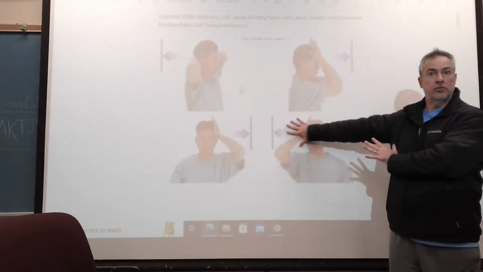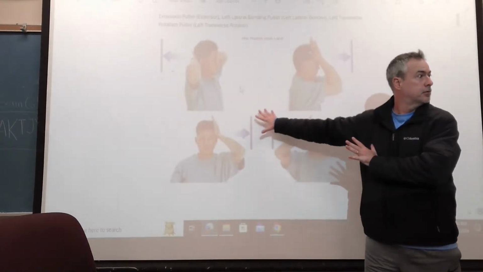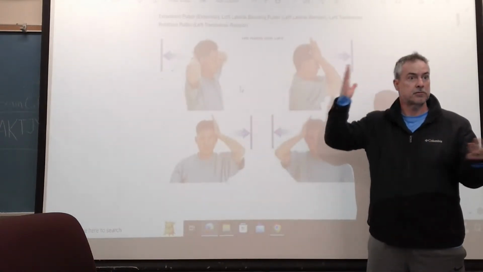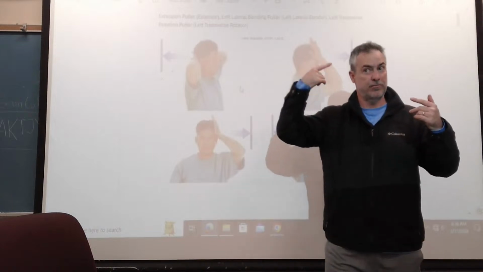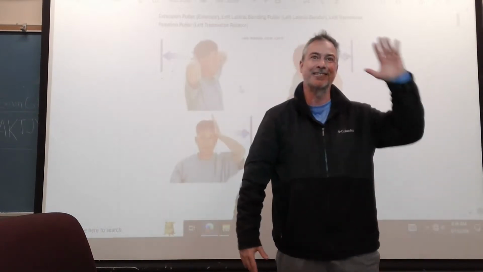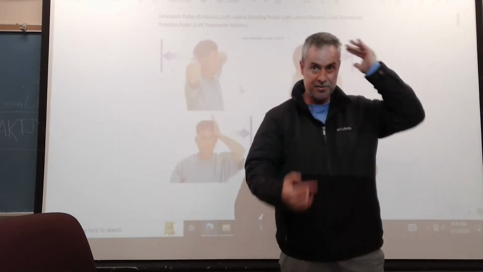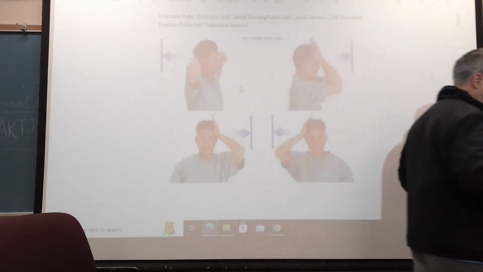Cool. Notice, no motion. There's no motion in these isometric scenarios. But yet I know I need certain muscles to prevent me from doing this, or this, or this, right? Okay.